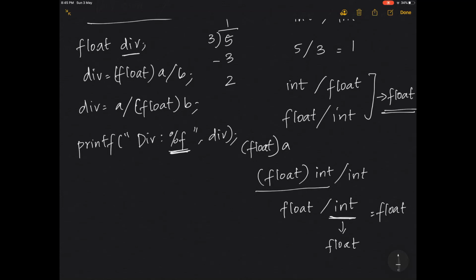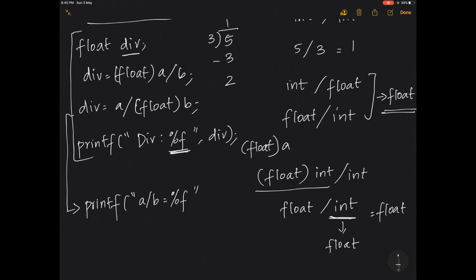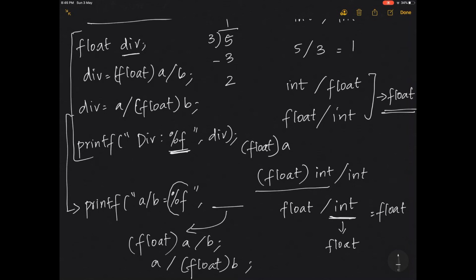Now if I am not declaring another variable, meaning I am going to shorten this and write it, the answer of a float a by b or a by float of b is definitely going to be in float data type. So I can just go ahead and write printf a by b is equal to %f, and in that place I am going to write it as either float of a by b or a by float of b. At this point, do not forget to write this format specifier as %f.